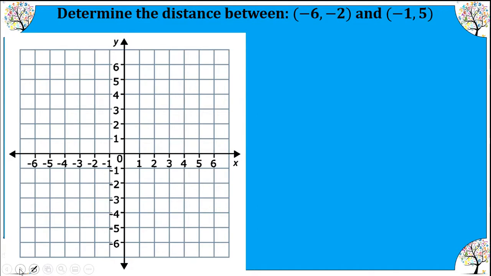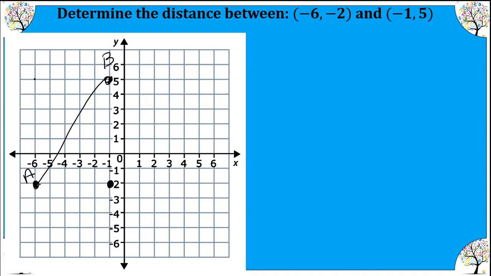So here we're being asked to find the distance between (-6, -2), we'll call that point A, and (-1, 5), we'll call that point B. Now, because this is on a diagonal, we can't just count the units because it's not going through each unit at exactly 1 unit each. So what we're going to do is create a right angle by plotting a third point. We can either plot it here or here. I'll go ahead and just plot it right here.